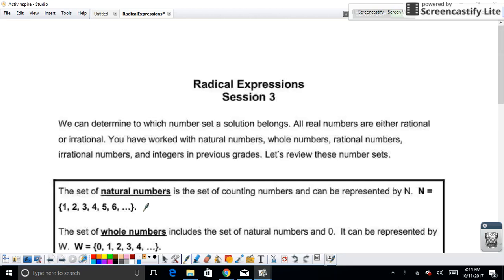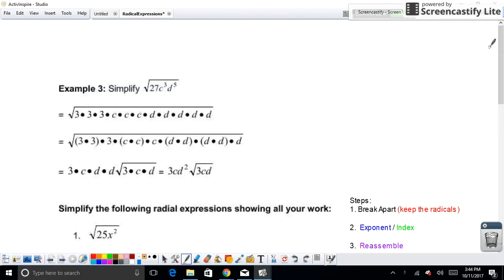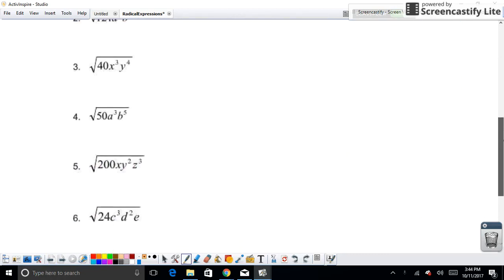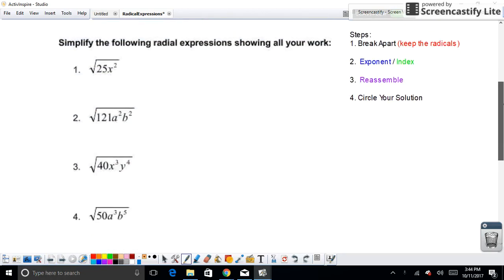All right, so let me go back to what we did in class today, and here it is. These are the 7 problems we did in class. I'll do number 1. So I have my steps right here. I'm just going to follow those. So the first step is to break it apart. Break apart this radical. Got radical 25 and radical x squared. So it's very important that when you break them apart, you have to keep the radical, right? So I'm not just writing x squared by itself. I can't put it by itself yet.